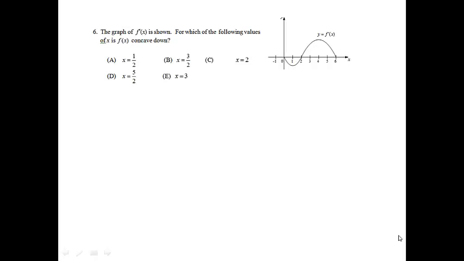Number 6, the graph of f prime is shown. For which of the following values of x is f of x concave down? I know concave down means that my second derivative is negative. Okay, so to determine my second derivative, I want to do an f double prime chart.